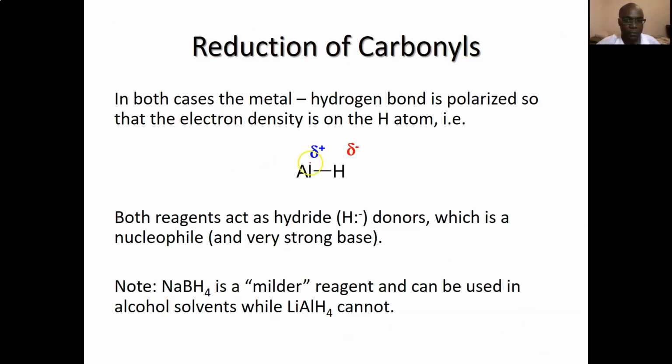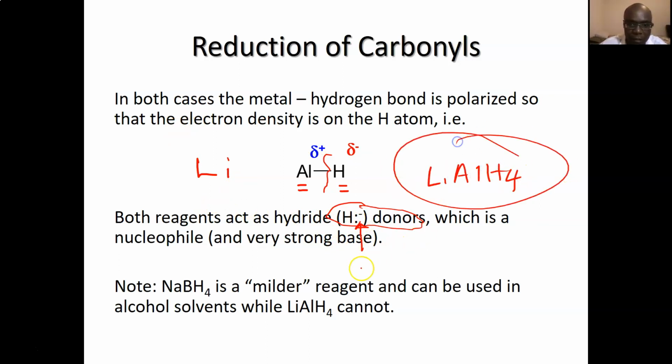Okay. So again, the active species is the hydride, lithium aluminum hydride. So this is the base, that's the guide, that's what we want, that's the active reagent. Now lithium aluminum hydride is a stronger reducing agent than sodium borohydride. Sodium borohydride is mild. Sodium borohydride can be used in alcohol solvents, while lithium aluminum hydride will not be used in the presence of alcohol solvents because it's very strong.